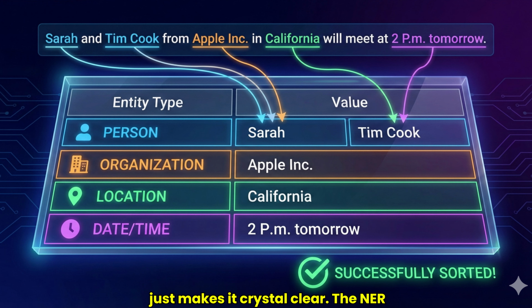This table just makes it crystal clear. The NER system spots Sarah and Tim Cook and goes, yep, that's a person. It sees Apple Inc. and knows that's an organization. California gets tagged as a location, and 2 p.m. tomorrow is correctly labeled as date/time. See? The system has successfully sorted all the important pieces of information.